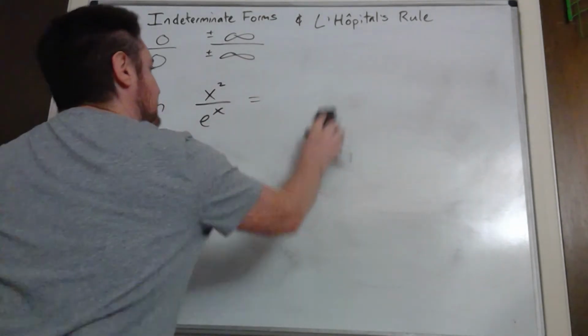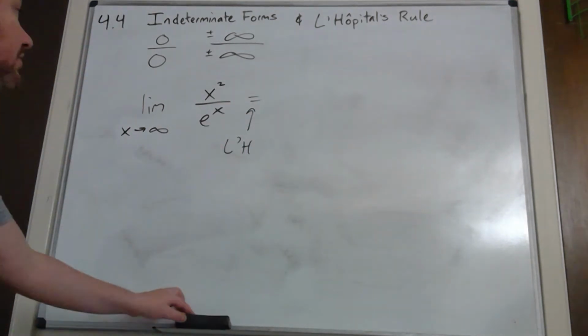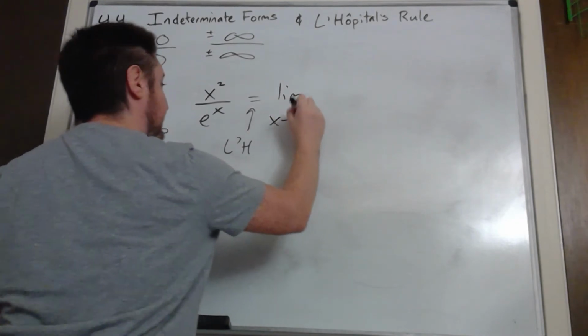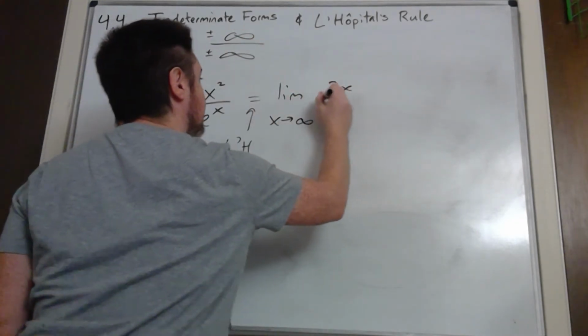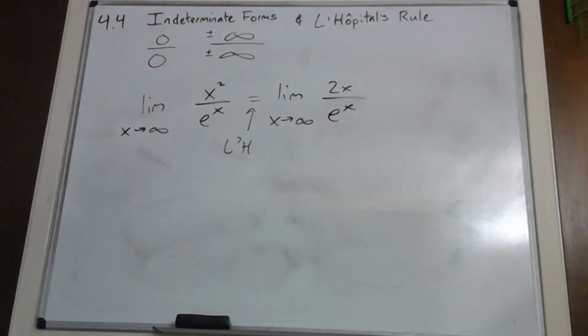So since we got that, let's apply L'Hopital's. Just write L apostrophe H. And so this limit is equal to the limit as x approaches infinity of 2x, the derivative of x squared, over e to the x.